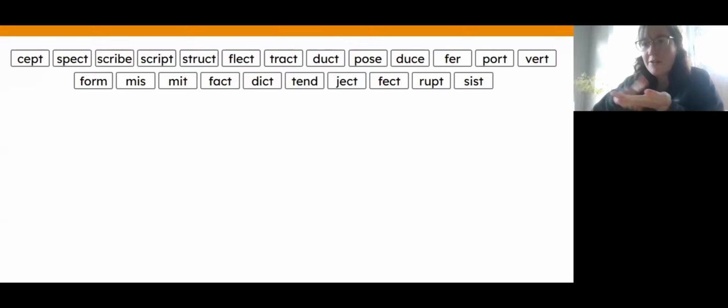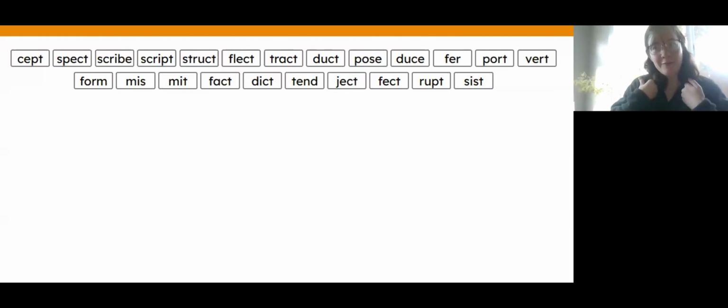Pose is to put. Use is to lead. Fur means to carry, or bring forth, or yield. So you can either carry like a boat, or you can bring forth like the fertility in the soil, and then you're bringing it forth and yielding a fertile crop.